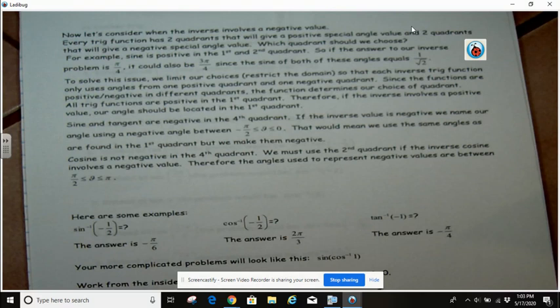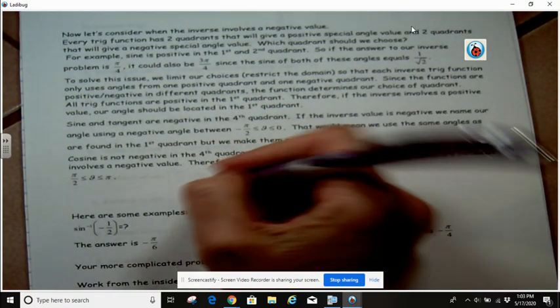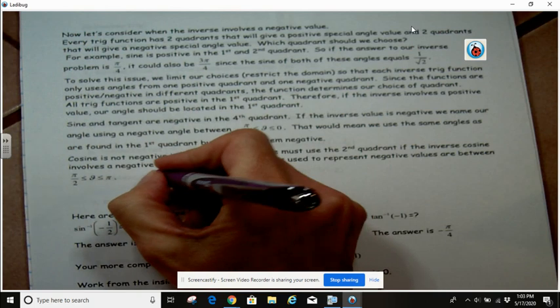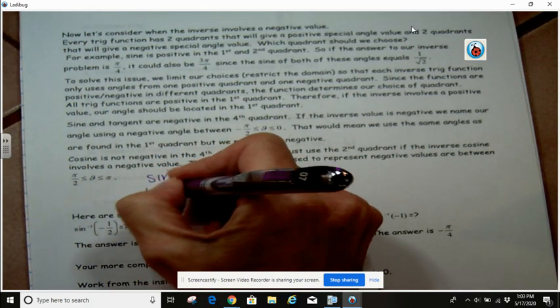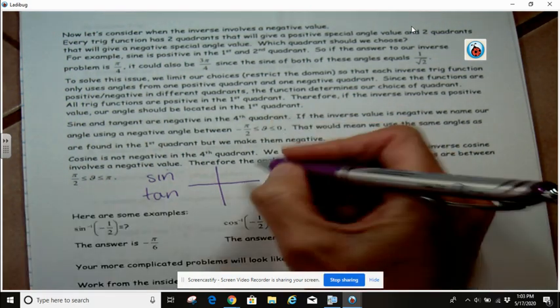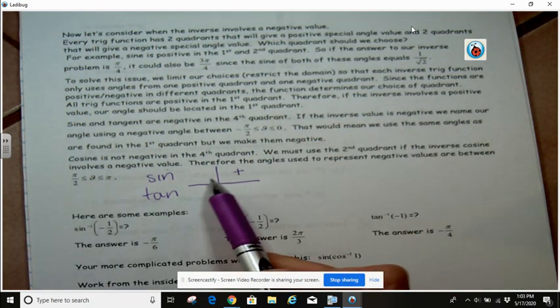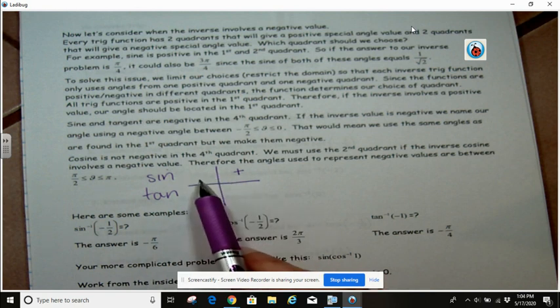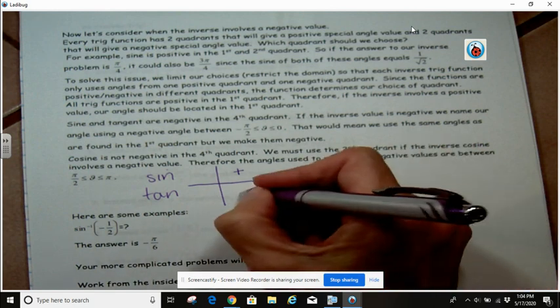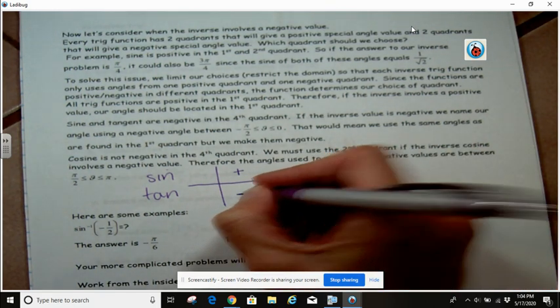Okay, so it's going to be the same for sine and tangent. You want one positive quadrant and one negative quadrant. You want those quadrants to be right next to each other. So for sine and tangent, remember all of the trig functions are positive in the first quadrant. And for sine, I can't use the first and the second quadrant because it's also positive here. And I want the 2 quadrants to be next to each other. So sine is negative here.